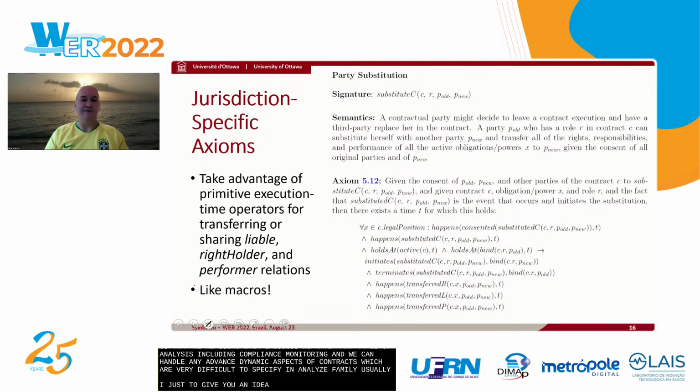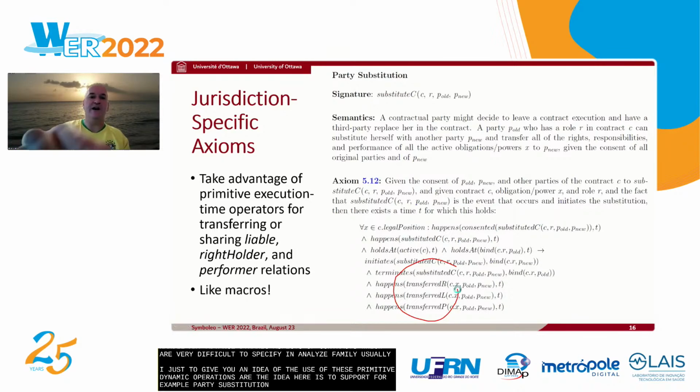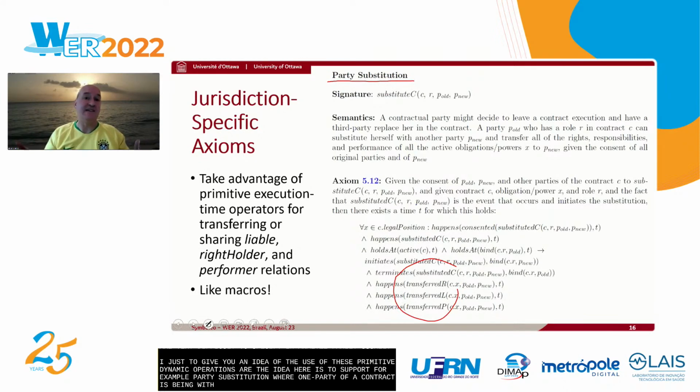Just to give you an idea of the use of these primitive dynamic operations, the idea here is to support, for example, party substitution, where one party of a contract is being replaced by another party during the execution of a contract. So essentially, we can define macros that represent party substitution and subcontracts and assignment of rights, for example, using those basic operations. So they're quite powerful.